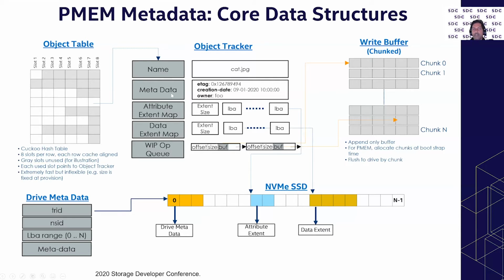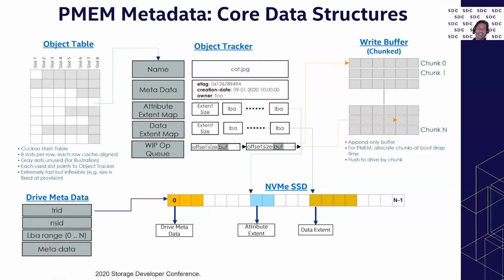The object metadata could be the E tag, which is a hash of an object. So when you read an object from the drive, you can compute the hash and then look at if the object is corrupted or not. Who is the owner? When was it created? When was it modified? When was it updated? All kinds of interesting metrics you can keep track of.